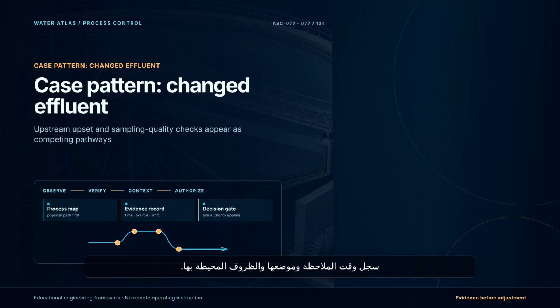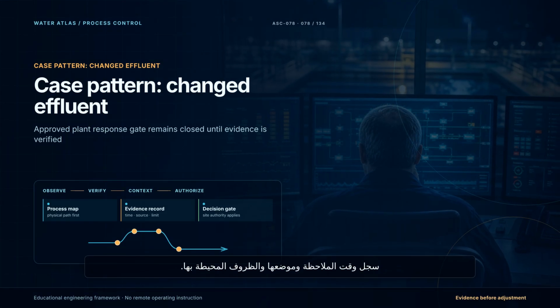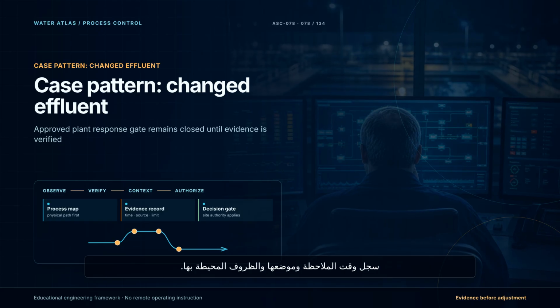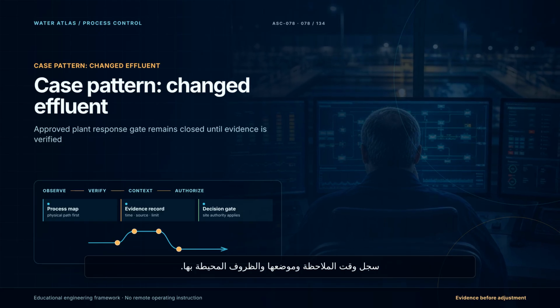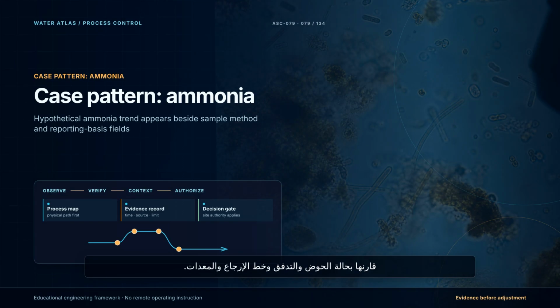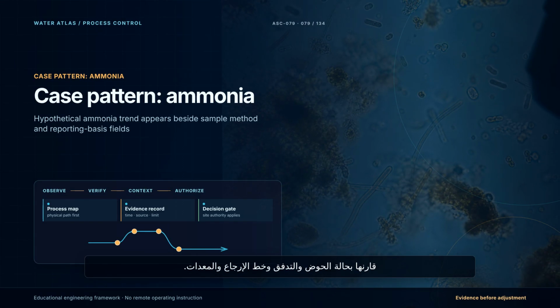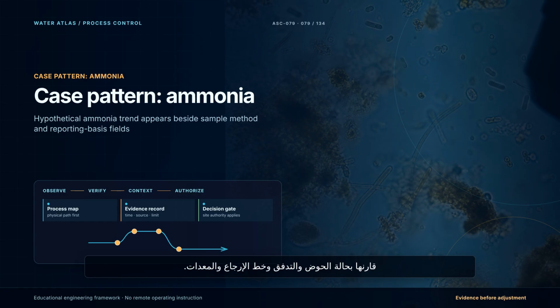Consider a hypothetical case. The final effluent appears less clear than usual. The wrong response is to announce a cause immediately. The first response is to define the observation. Which outfall, which time, which weather condition, which clarifier, and which supporting measurements are involved? Is the change confirmed by samples or only by one visual observation?